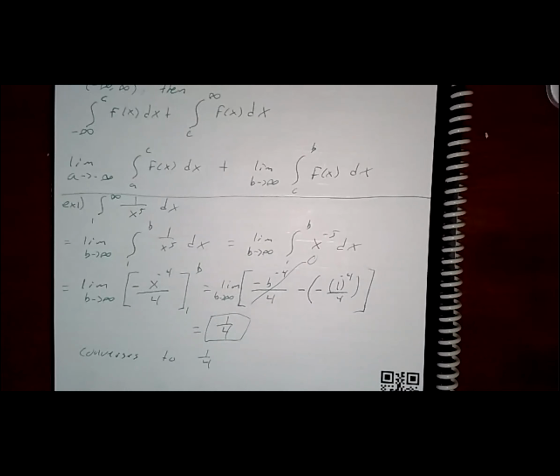Why the -4? So it was 5 to begin with, and I brought it to the top, right? Yes. If you integrate this, you add 1, which makes it -4. Then you divide by that, so that made it negative, right? Okay. Any other questions?